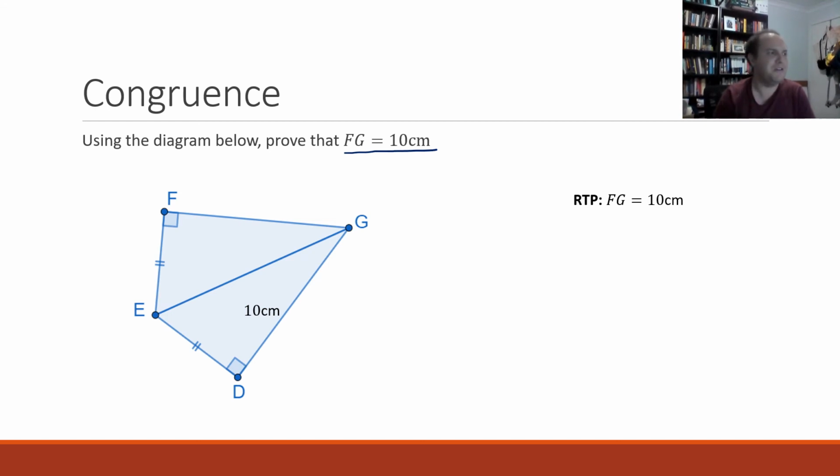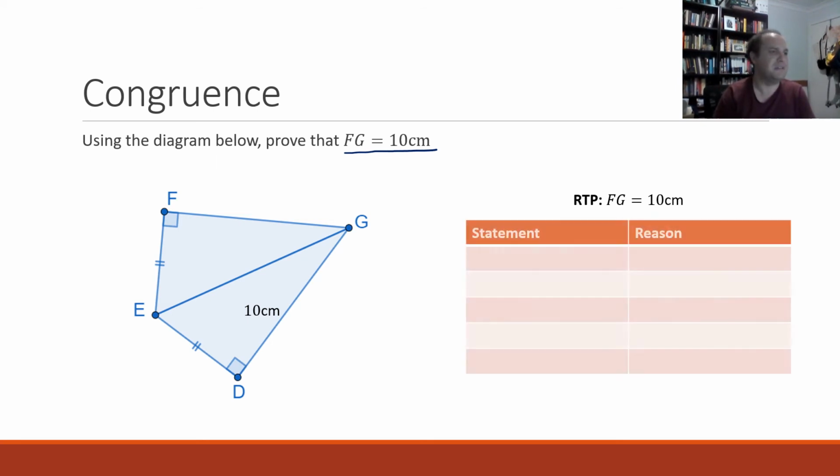Now, how are we going to do this? Well, notice we've got two triangles here. We've got DEG, we've also got FEG. So a good way to think about starting this problem is by saying, right, maybe if we prove congruence, maybe that'll help us. So trying to find your triangles and prove congruence is a good way to start. So setting up our table, we've got our statements and our reasons.